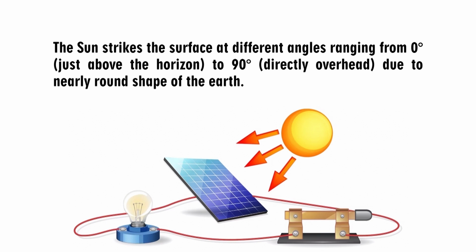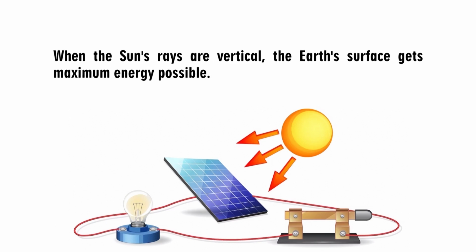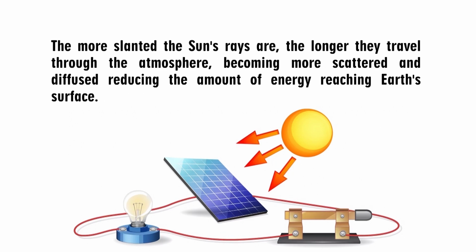Due to the nearly round shape of the earth, when the sun rays are vertical, the earth's surface gets the maximum energy possible. The more slanted the sun rays are, the longer they travel through the atmosphere, becoming more scattered and diffused, reducing the amount of energy reaching the earth's surface.